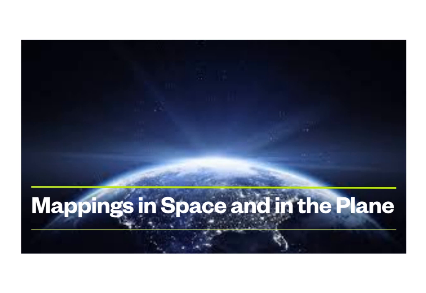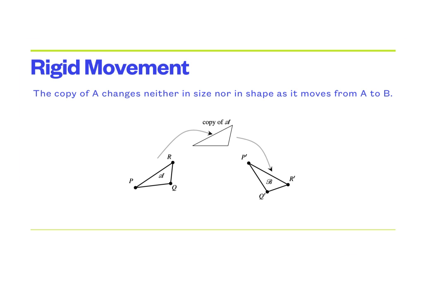Today we are going to talk about mappings in space and in the plane. The first thing I'd like to talk about is rigid movement. If I have a copy of A and it changes neither in size nor shape as it moves from A to B, so as I look at this triangle PRQ, the copy moves here to here. Since it didn't change in size and shape, this is referred to as a rigid movement.